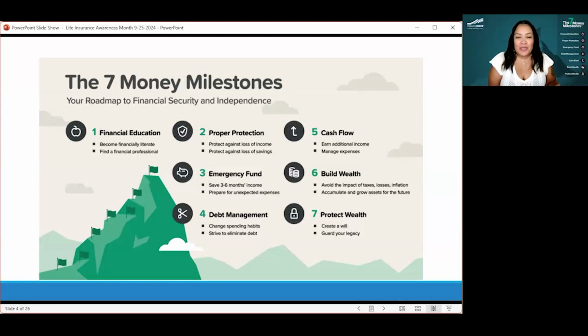We use the 7 money milestone process to really say, look, if you're trying to do something better with your finances, if you address all 7 of these areas, you will be fine. Your finances will be fine. And milestone number 2 is proper protection.